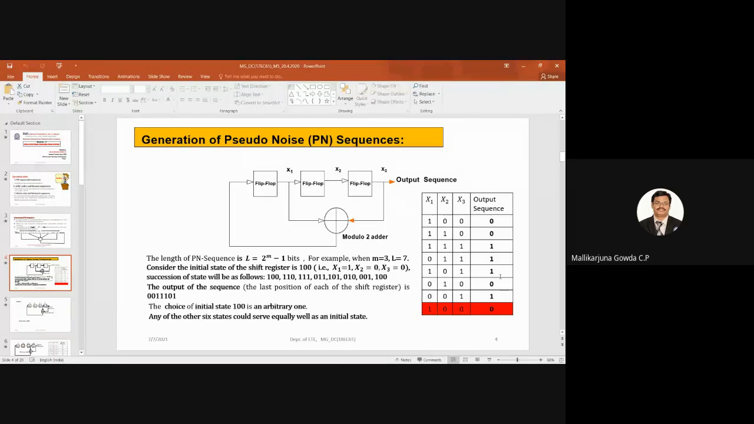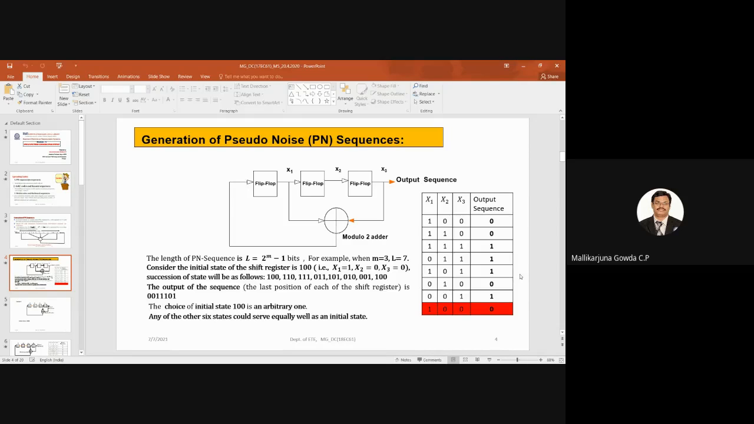I can say the length of the pseudo PN sequence or M sequence will be 2 power M minus 1. So here M is 3. 2 power 3 is 8, 8 minus 1 is 7. So the length of the M sequence is 7 bits. So this is the output of my PN sequence, that is 0 0 1 1 1 0 1. Yes, hope you understood this point.